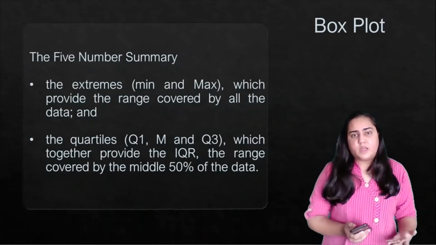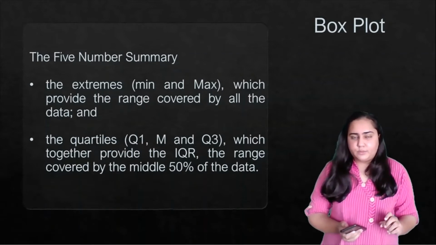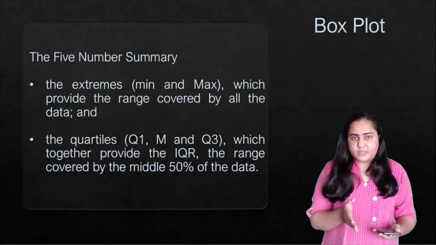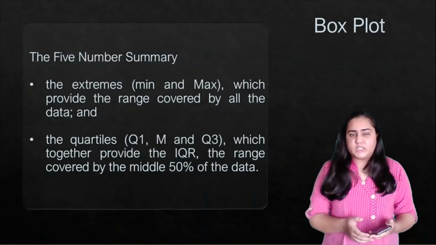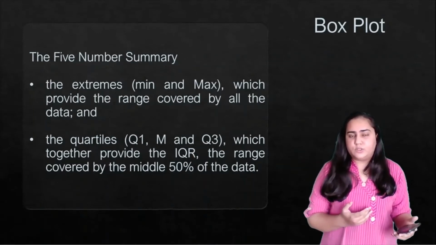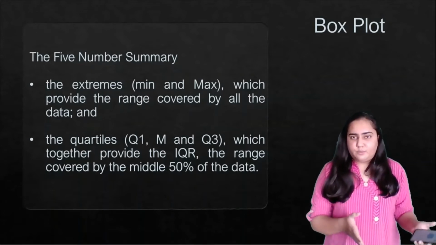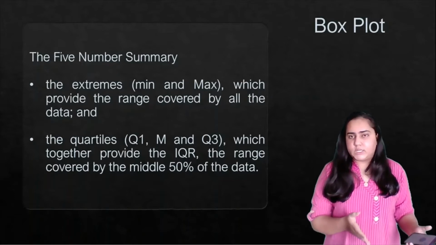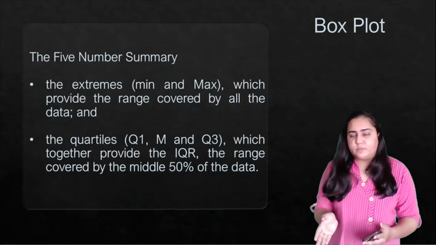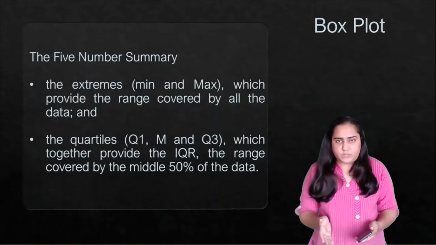The 5 number summary contains the minimum value and the maximum value, min and max. It also contains the median, that is capital M, and the 2 quartiles that we found while calculating IQR, Q1 and Q3. Q1 is the midpoint of the 50% of data that is below the median, and Q3 is the midpoint of the 50% of data that is above the median.